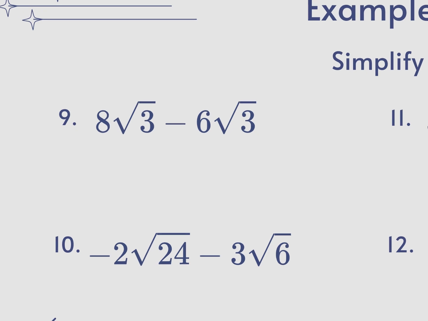All right, don't make number 9 harder than it is. Look at your problem. Do they both have the same last name? Right? They both have square root of 3. Can you say 8 minus 6? Yeah, what's 8 minus 6? 2, and then what's the last name? Square root of 3. That's it.